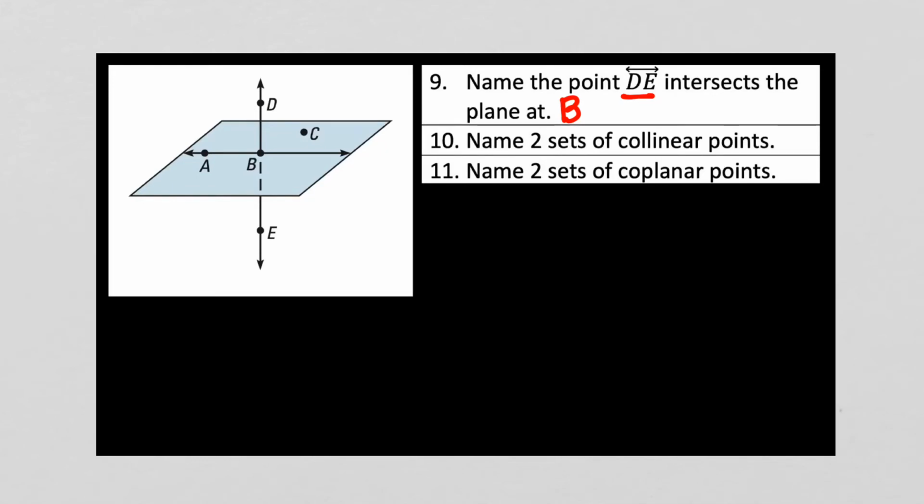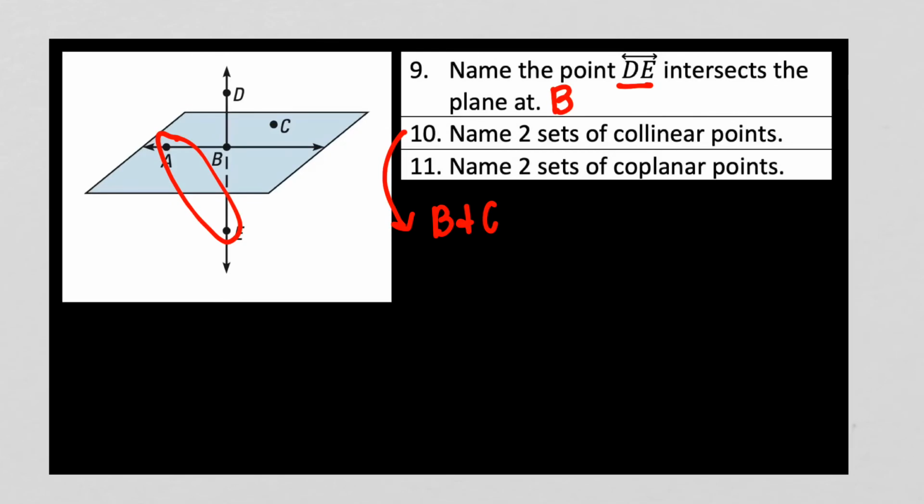So now number 10, I want you to name 2 sets of collinear points. Remember, you only need 2 points for it to be collinear. So just for fun, I'm going to choose these 2 points. So I'm going to have B and C. Any 2 points are always collinear. And then I'm also going to go with A and E. Just because they're not on the plane together does not mean they're not collinear. Any 2 points are always collinear. So B and C are one, and A and E are another one. They're separate. I wanted 2 separate sets.